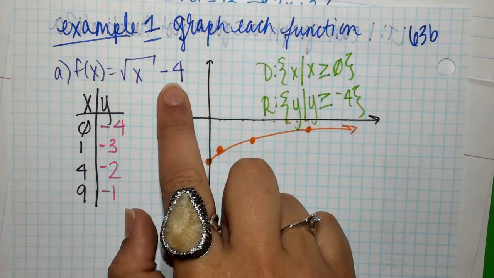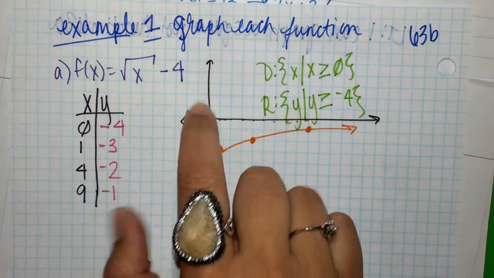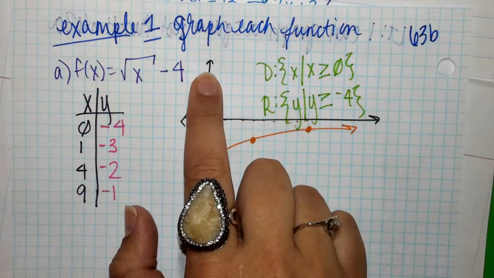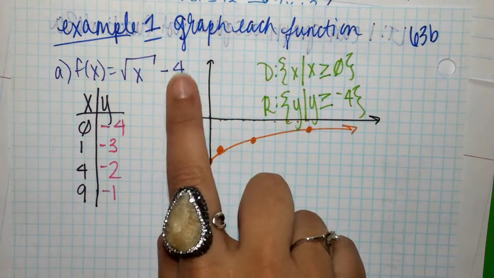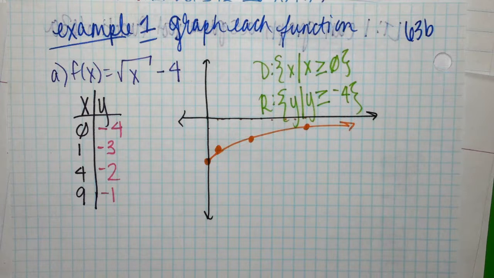If we're subtracting 4 on the outside and that moves it down, how could we move it up 3? We would add 3, yes. Now, what if I wanted to move it left or right? Where would my number have to be? Inside the radical. In front of it stretches it just like it did with x squared.